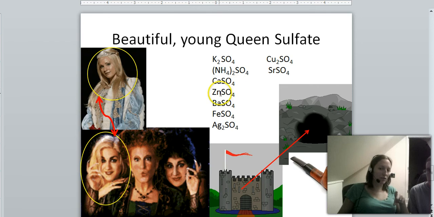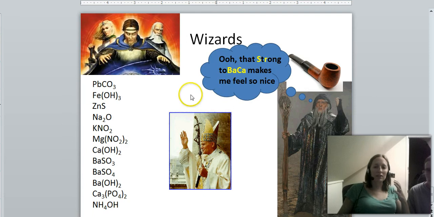Okay. Zinc sulfate is soluble. Barium tobacco is insoluble. Iron sulfate is soluble. Here's Ag, soluble because that's her sister. Copper sulfate is soluble, and strontium sulfate is insoluble. Yep. So there we go. There's Queen Sulfate. Next, here are the wizards in general.